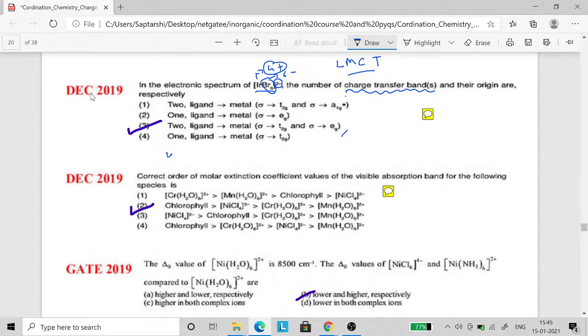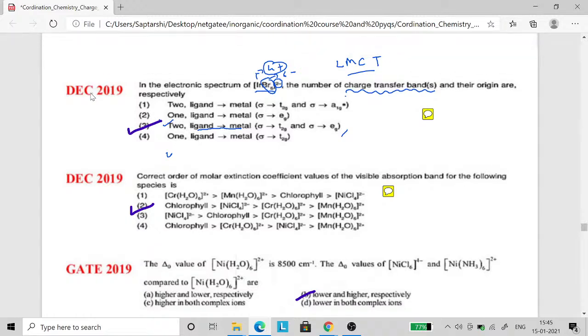And in LMCT, ligand to metal charge transfer, we know as a fact that there are two charge transfer bands that we get: one is sigma to t2g and one is sigma to eg. So this is a fact. There's a big derivation for this, and I'm not going into that. We are just looking at questions and how to solve them.